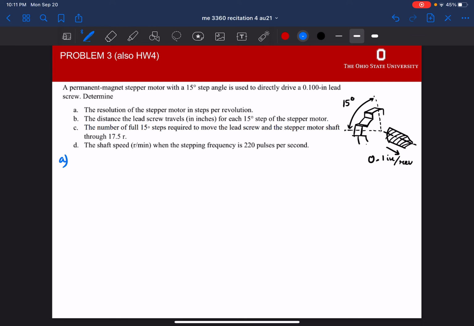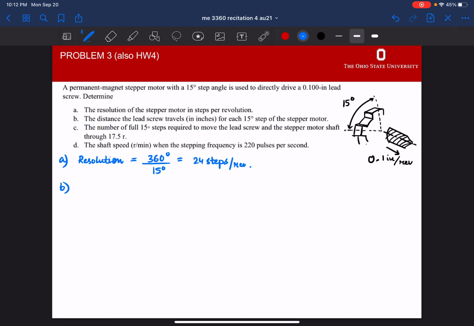What is the resolution of the stepper motor in steps per revolution? So the resolution here could be given by, so we know what the angle is for each step, and we know that for an entire revolution we need to take 360 degrees. So the resolution would be 24 steps per revolution.